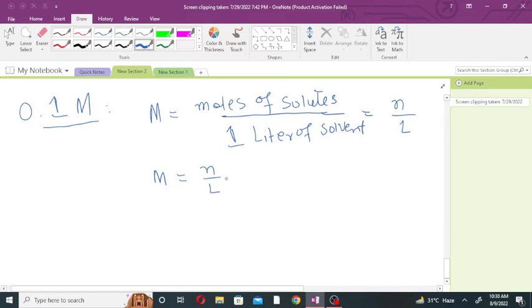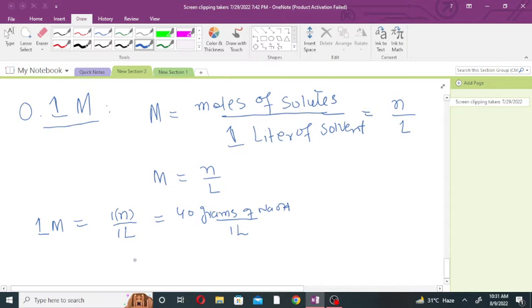So in order to prepare 1 molar NaOH solution, we will take 1 mole of sodium hydroxide and we will dissolve it in 1 liter of distilled water. 1 mole of sodium hydroxide is equal to 40 grams of sodium hydroxide, and we will dissolve it in 1 liter of distilled water. So we will get 1 molar NaOH solution.